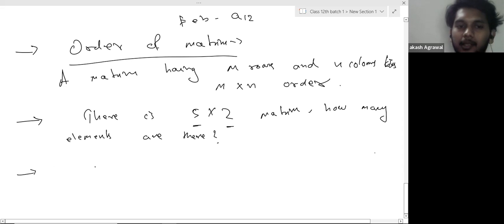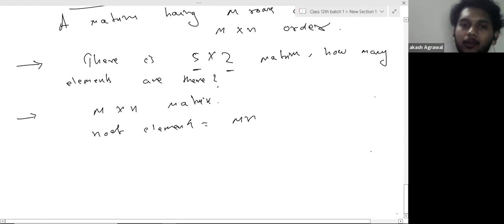So if there is an m by n matrix, then the number of elements will be m into n. This is very easy. Note it down if you want.